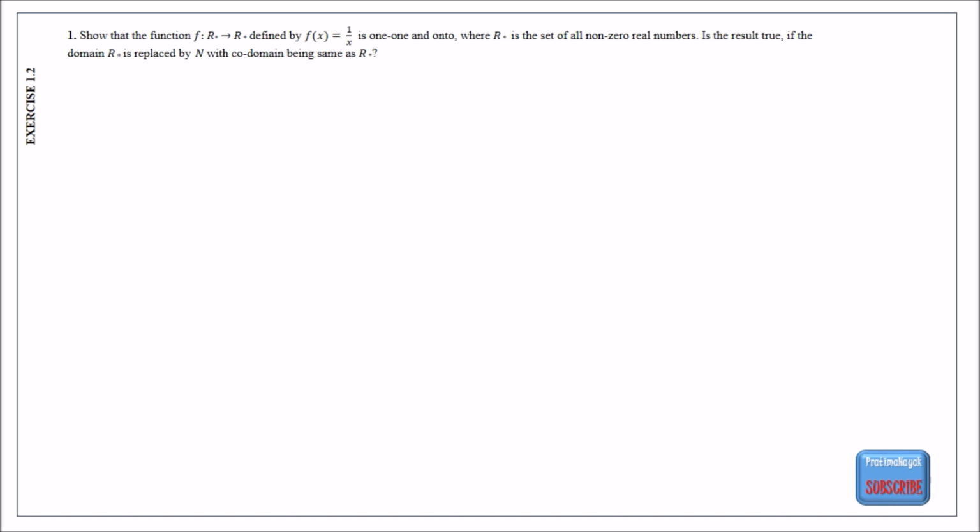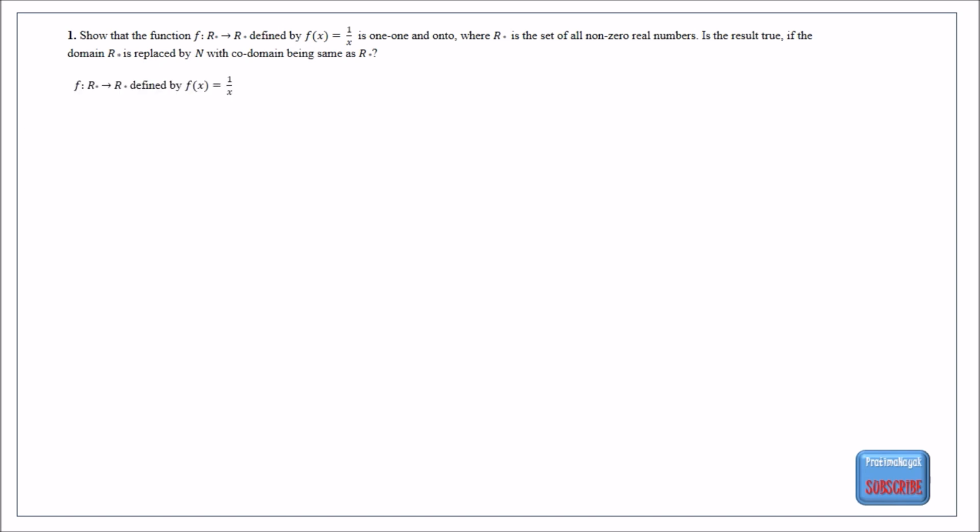So this is exercise 1.2. Let us start from question number 1. Show that the function f defined from non-zero real numbers to non-zero real numbers by f of x equal to 1 by x is one-one and onto, where R star is the set of all non-zero real numbers. Now the second part: is the result true if the domain R star is replaced by N, with the codomain being the same, the non-zero real numbers?